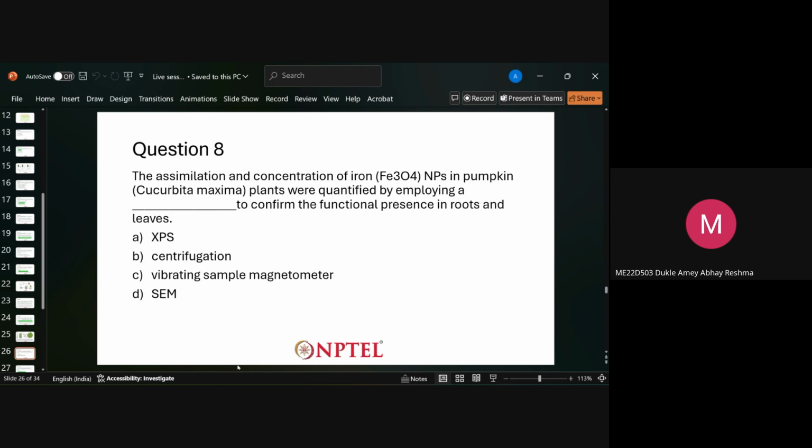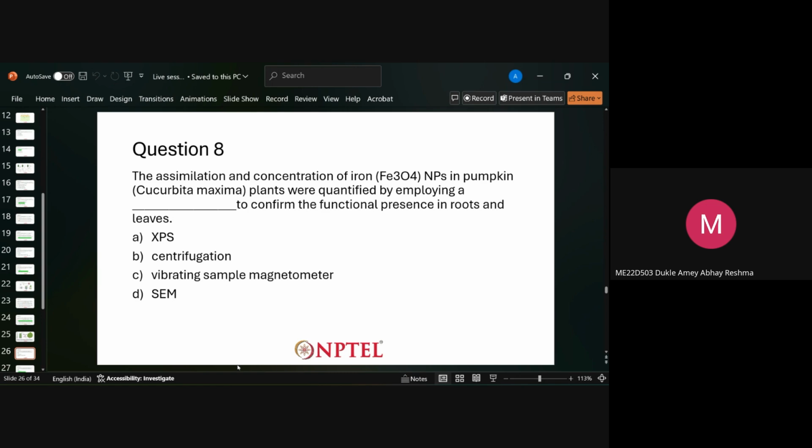XPS, centrifugation, vibrating sample magnetometer. So basically, XPS again, it's a surface level characterization technique. Centrifugation, basically, it's not a characterization technique, it is a normal lab process wherein you just put your sample in the test tube and you rotate it very fast, and then you just see the phase separation occurring. Vibrating sample magnetometer, basically you vibrate this sample vigorously, and you collect the magnetic particles using the magnets.